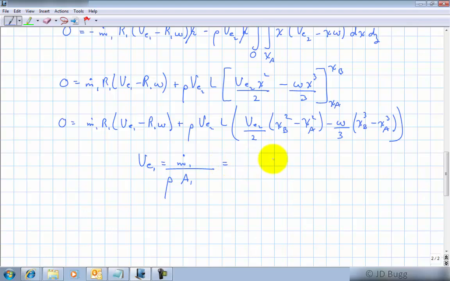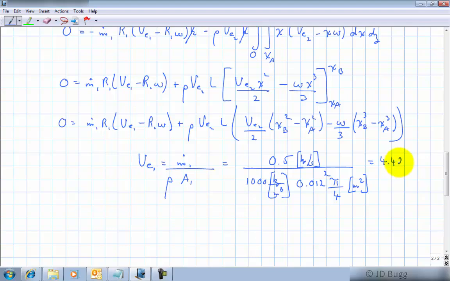So the mass flow rate will be 0.5 kilograms per second. Remember, there was 1 kilogram per second, and we were told that half of it goes to each nozzle, divided by the density, which we were given to be 1,000 kilograms per meter cubed. And the area, it's a 12 millimeter diameter nozzle, so we take our 12 millimeters squared and multiply by pi by 4, and that'll give us the area in meters squared. And all that works out to an exit velocity of 4.421 meters per second for exit 1.